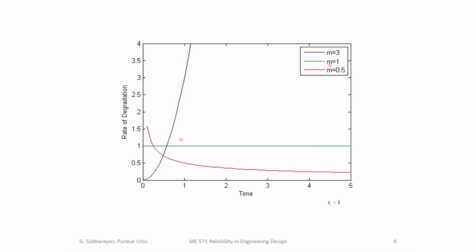When m is equal to 1, then you have a constant failure rate, and that can be used to model the middle portion of my bathtub curve. And m greater than 1 gives me the form that I can use to model the wear out portion of the bathtub curve. So in other words, this simple power law model has features that can capture the various portions of my bathtub curve.